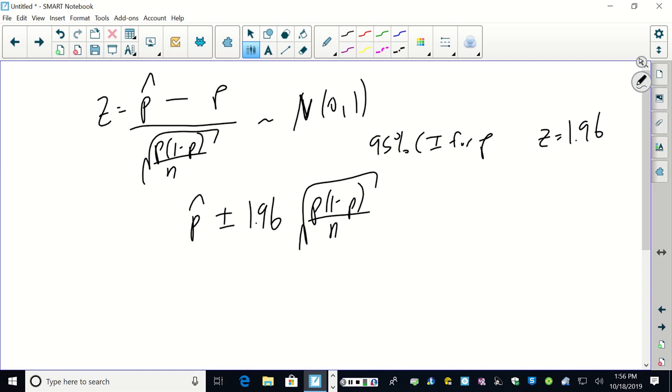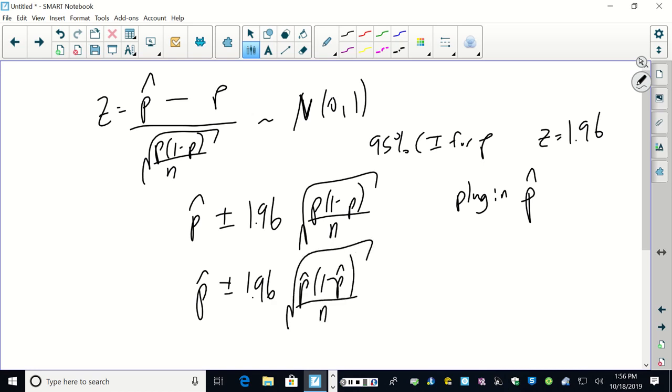So standard introductory textbooks say plug in p hat, and so we report p hat plus or minus 1.96 times the square root of p hat times 1 minus p hat over n, right? And that should work pretty well, right? Large enough sample size, the values of p not too close to 0, not too close to 1, and then you'll get something pretty close. That should cover about 95% of the time.